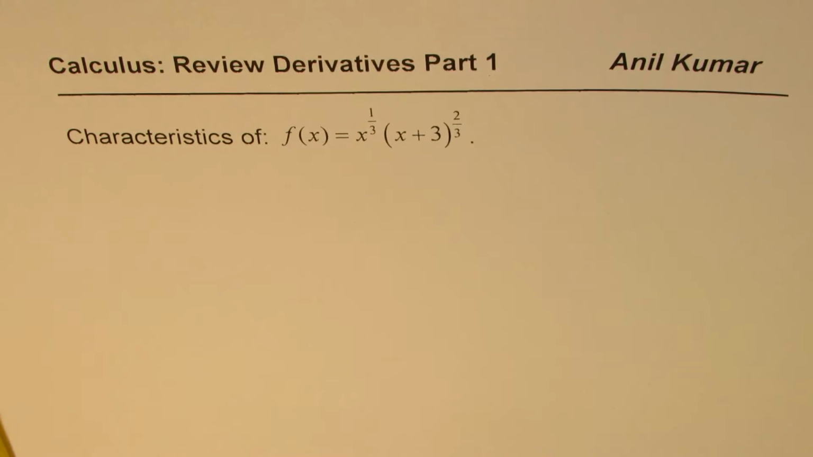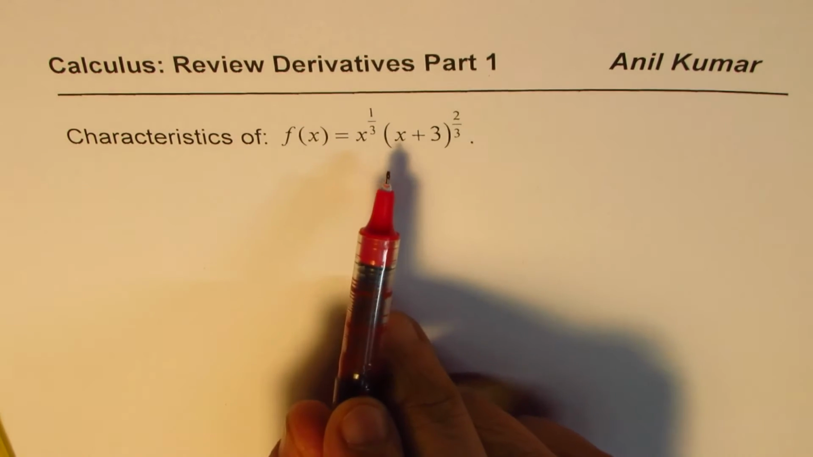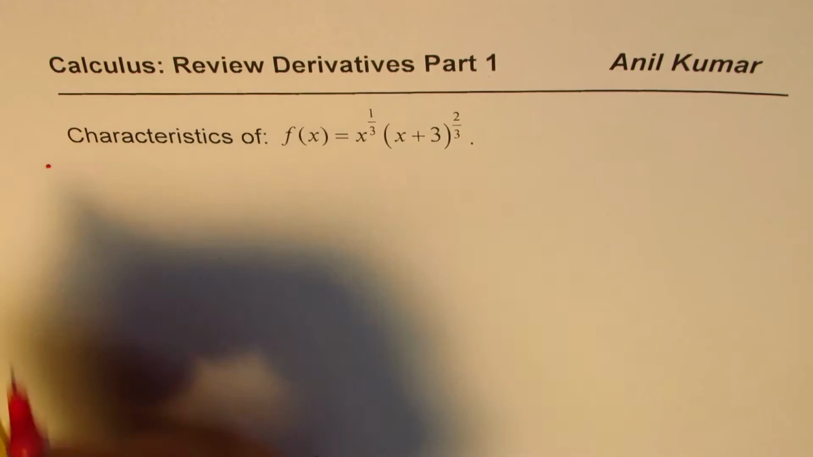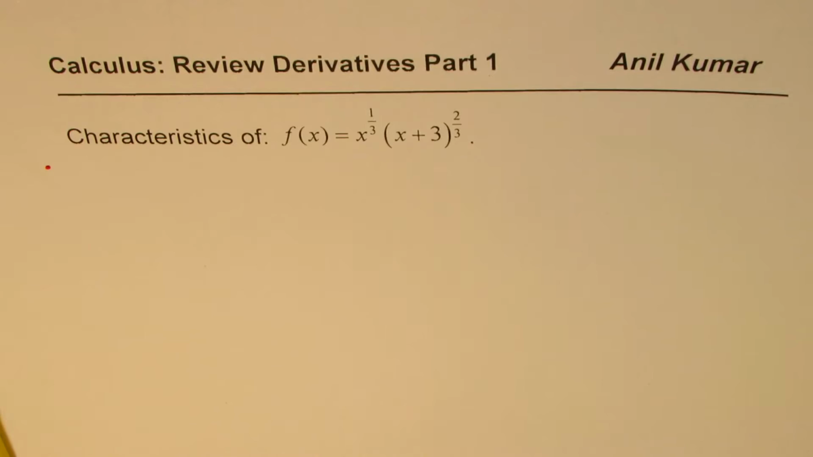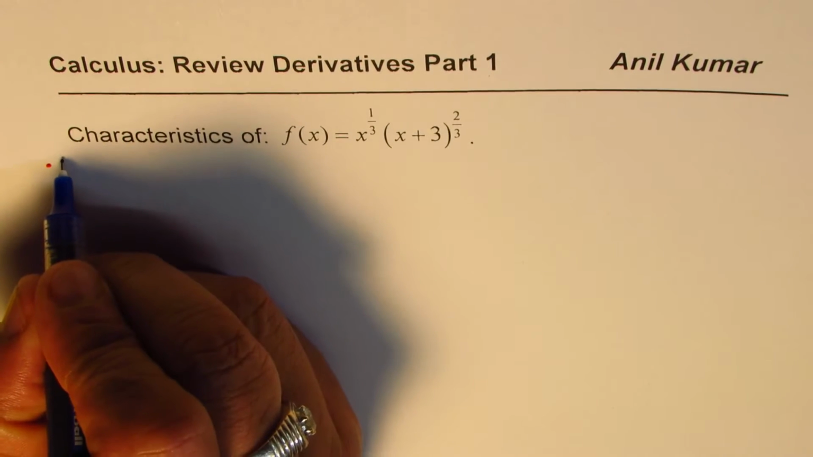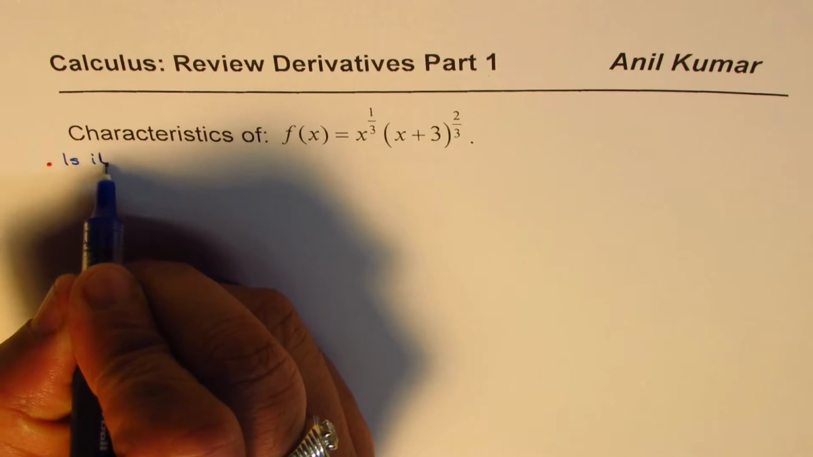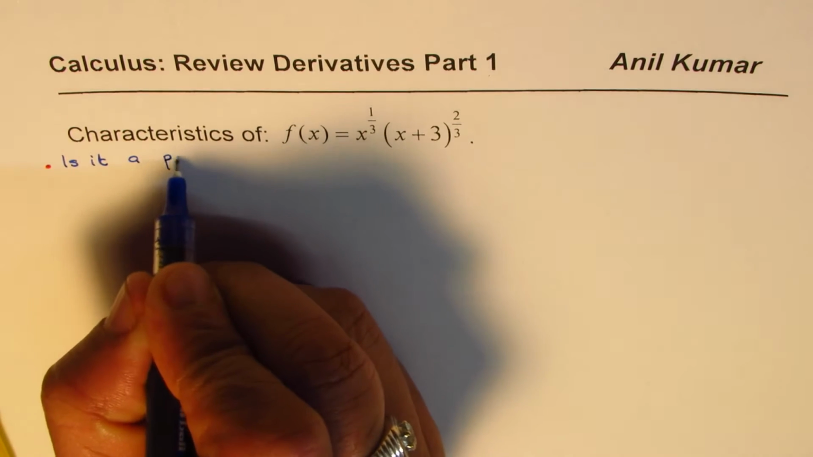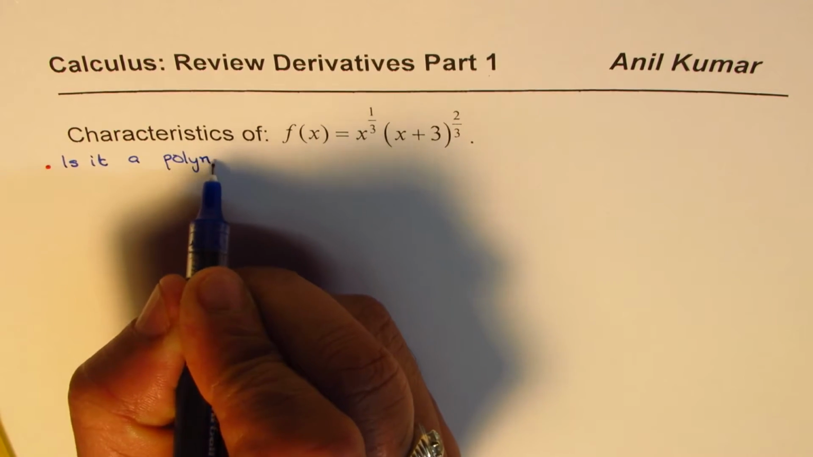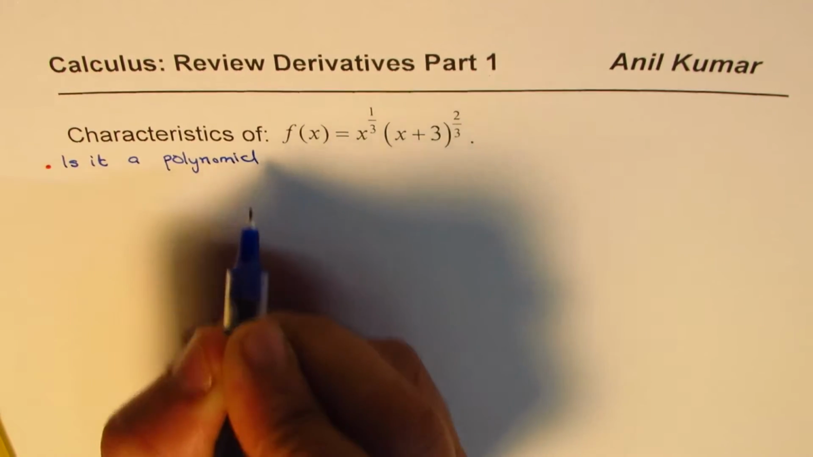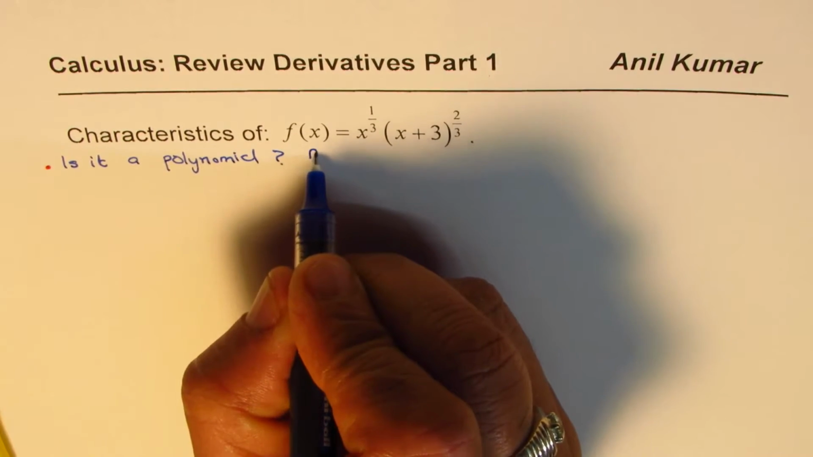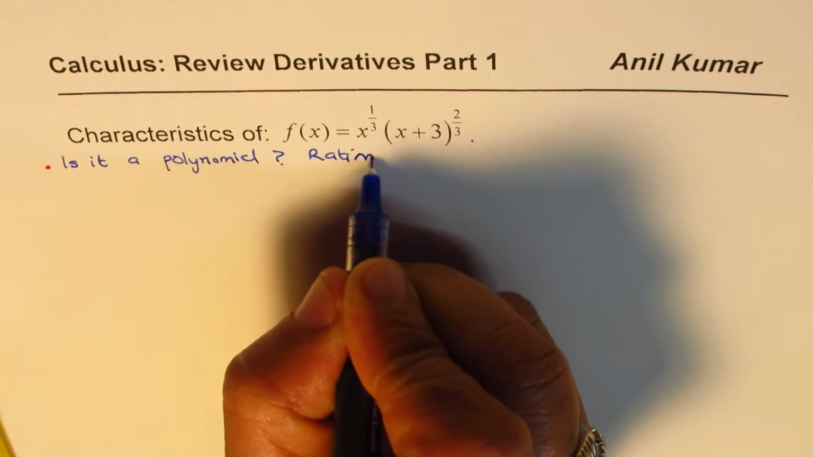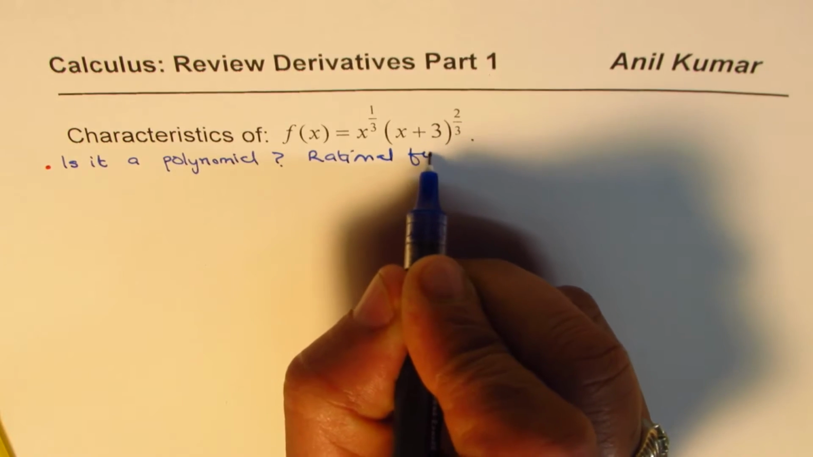Now, first question. What do you think? Is it a polynomial? What type of function is it? Well, the answer is obvious. It is not. Is it a rational function?